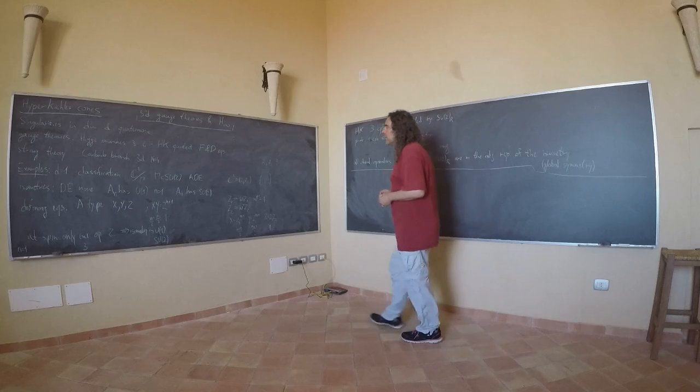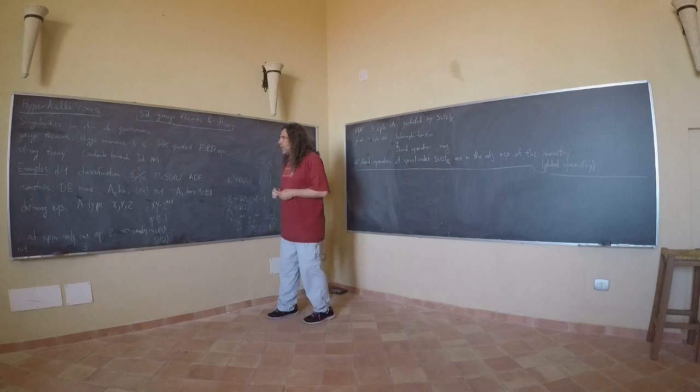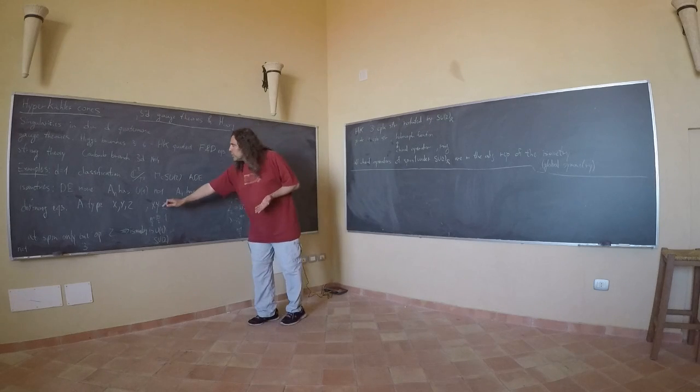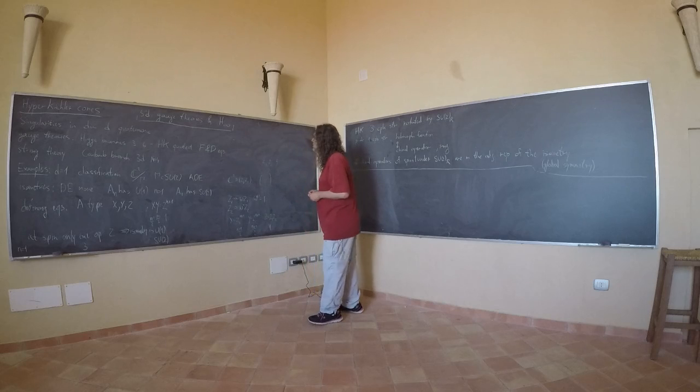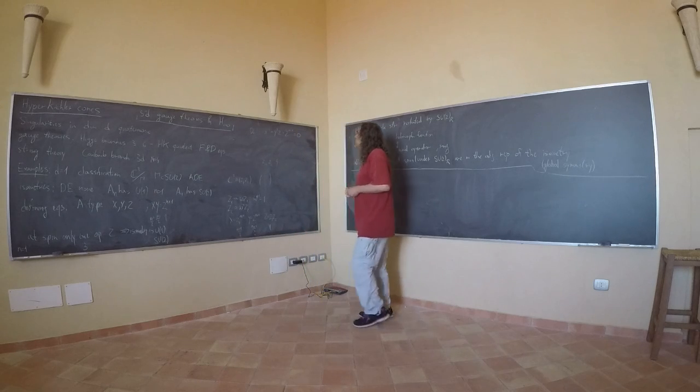On the other hand, if you look at the D and E cases, you could again write down the defining equation. It's not that hard. So let me write for you the defining equation for Dn. We'll have x squared plus y squared times z plus z to the n minus 1 equals 0. This is the defining equation.